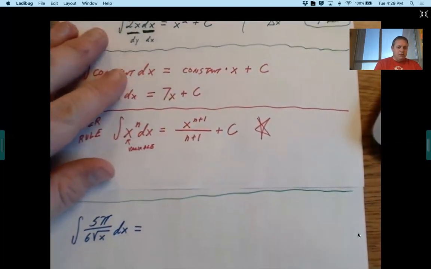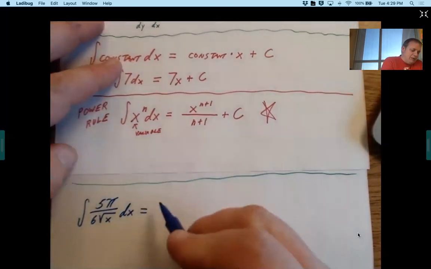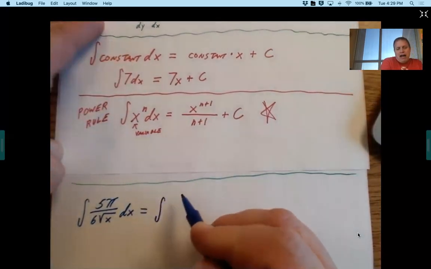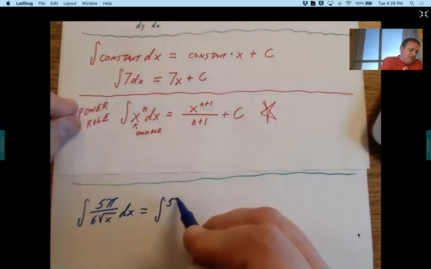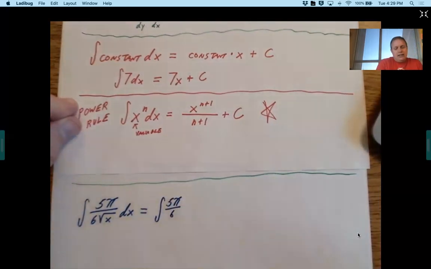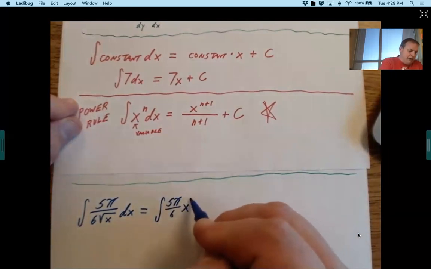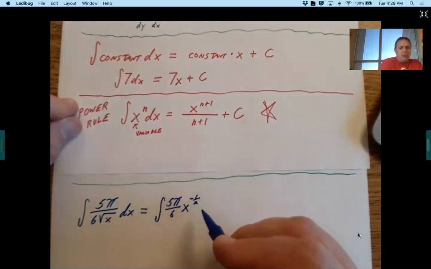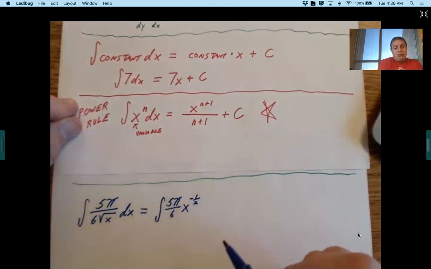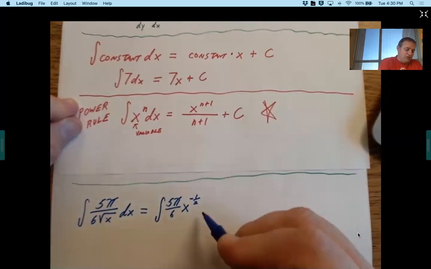Okay. So this is our rule. So what I'm going to do is I'm going to rewrite this. Now the 5 pi, you're okay. And 6, you're okay. The square root of x in the denominator, you're not okay. We're going to move you. In fact, you really mean that you're a negative 1/2 exponent. That's what 1 over the square root of x is with respect to x.